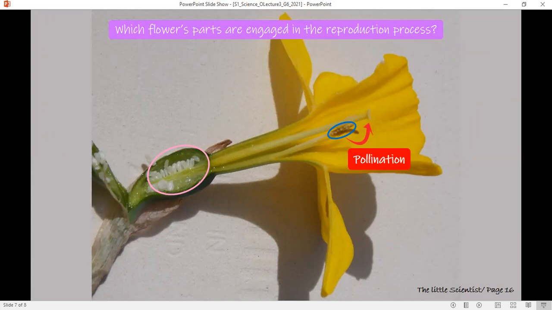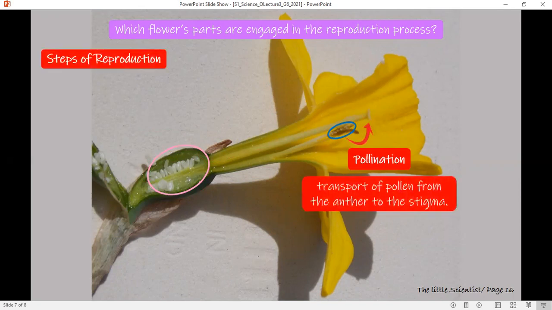Pollination is when pollen grains are transferred from the anther to the stigma. Pollination is the first step of reproduction, and it's again the transport of pollen grains from the anther to the stigma.